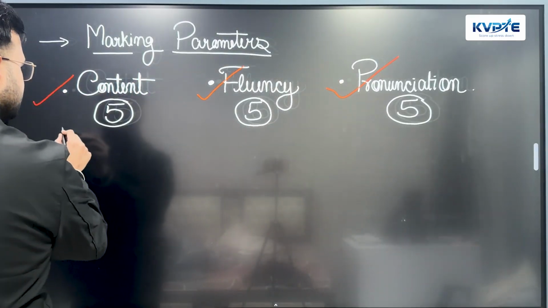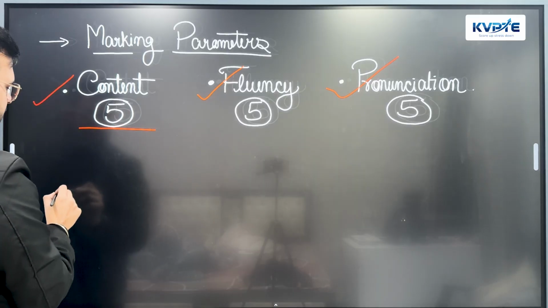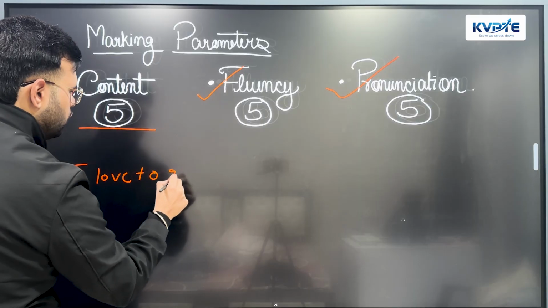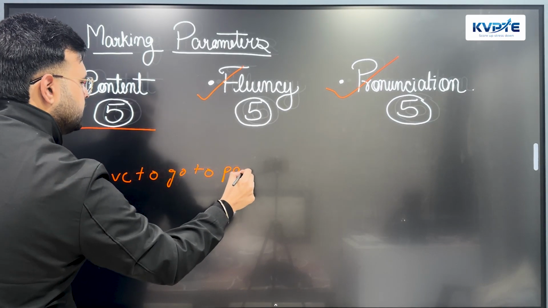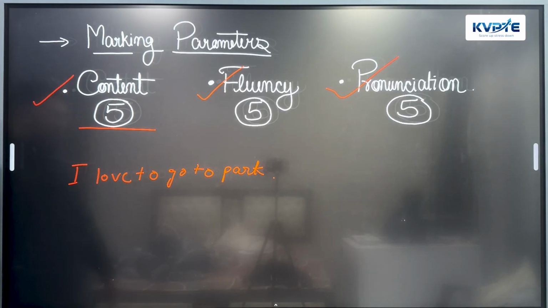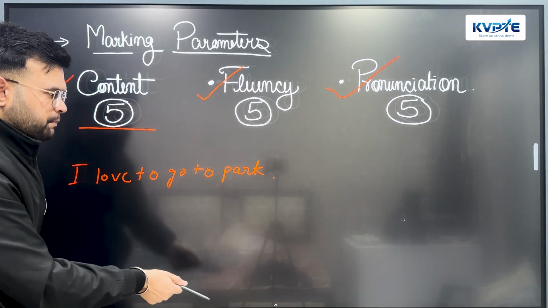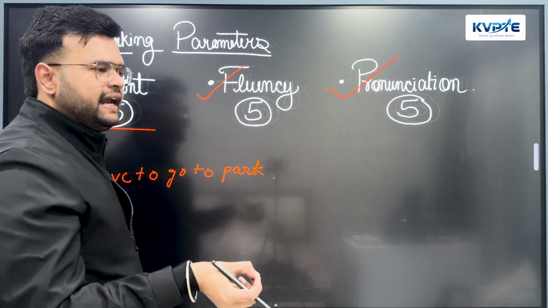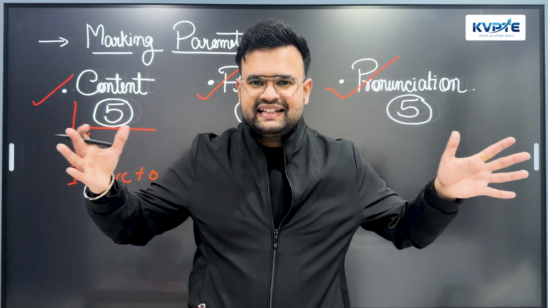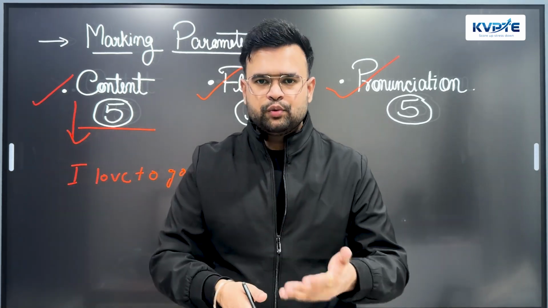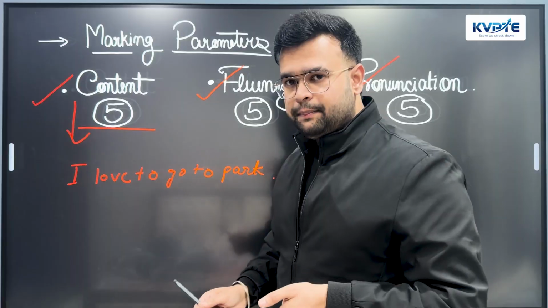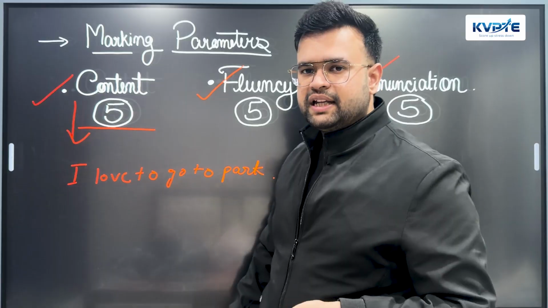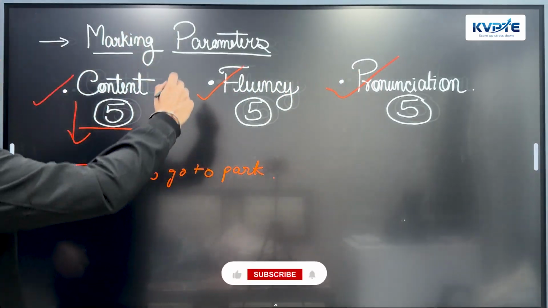Now, what do we mean by content part? Content part means, for example, if you have a sentence like I love to go to park, you can't say I love to go to the gym. If you change the words, your content will decrease. So content means in read aloud that you have to speak exactly the same things. You don't have to change any word. If you are changing the words, the content will be low. This means that you have to speak exactly the same thing, and definitely you will be getting 5 on 5 in the content part.